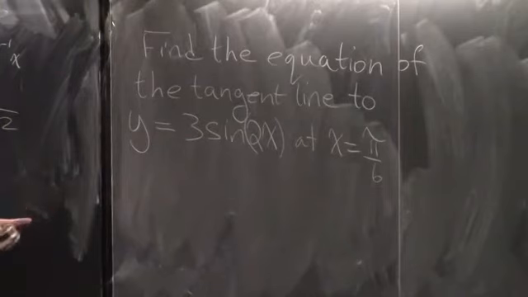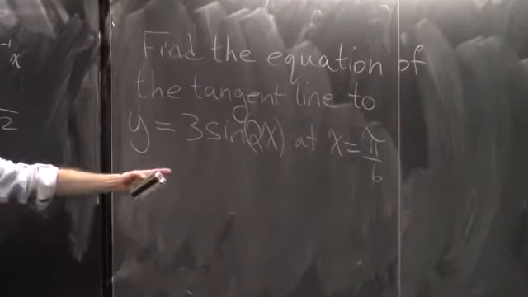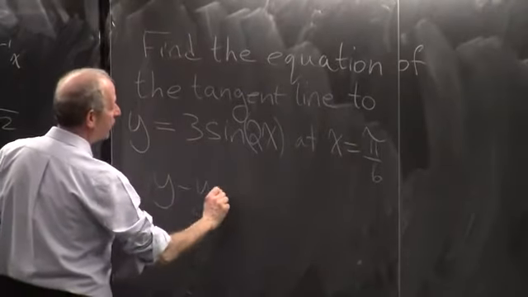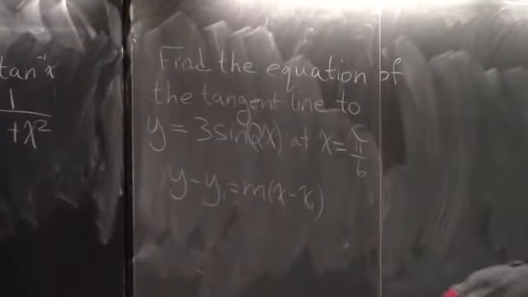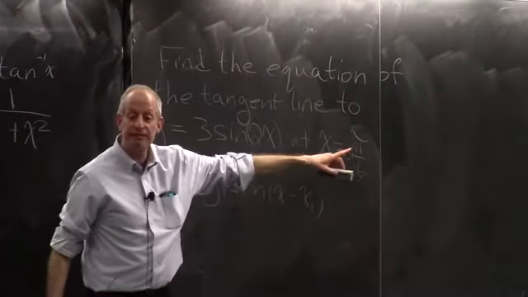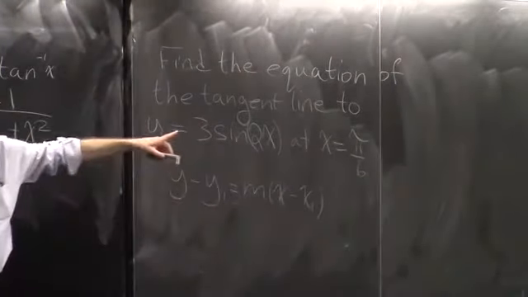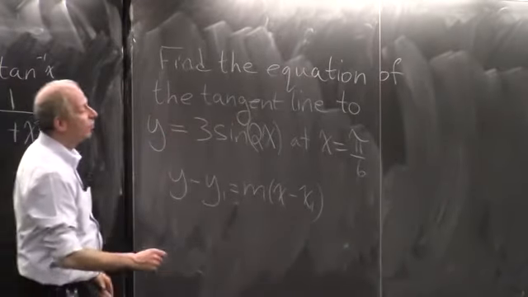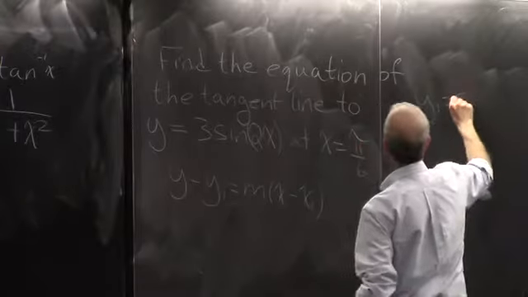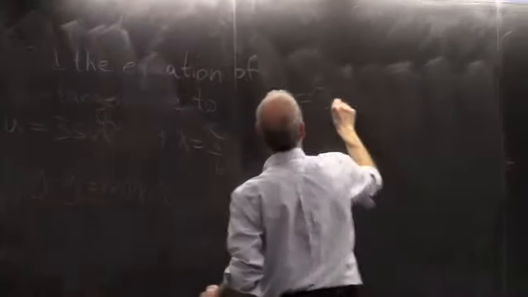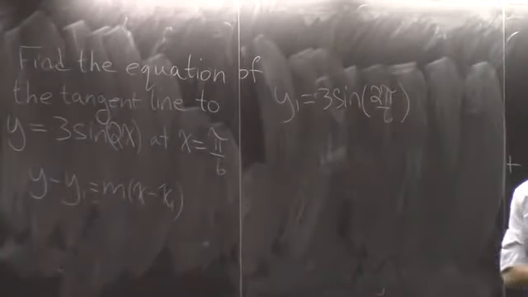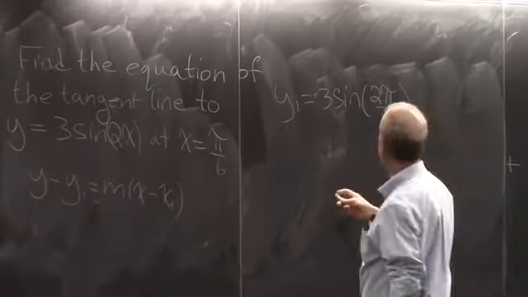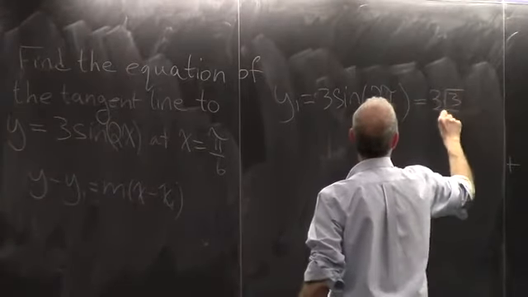So first, we're going to need the y-coordinate. Remember, when you do the tangent line, y minus y1 is slope times x minus x1. So we need the slope and a y-coordinate, because we already have the x-coordinate, that's pi over 6. So you plug in pi over 6. y1 is simply 3 sine 2 pi over 6. We know what the sine of 2 pi over 6 is. It's the sine of pi over 3, and you've all memorized the unit circle. That's 3 radical 3 over 2.